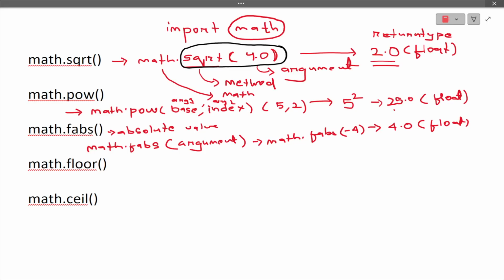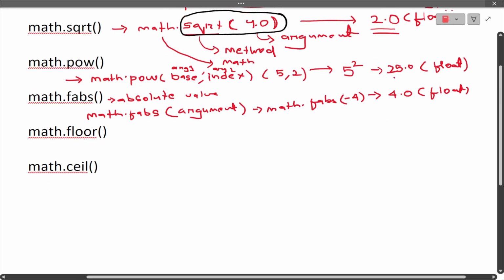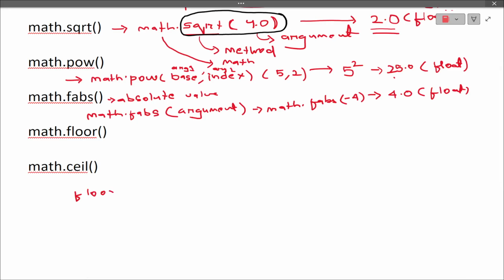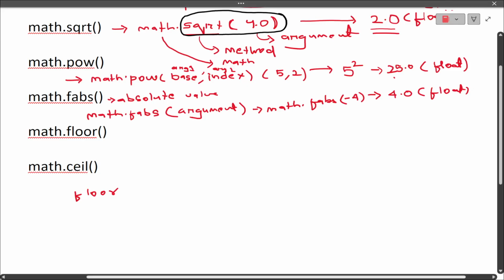Now talking about math.floor and math.ceil, it's a very interesting one actually. Let me explain here. Do your homes contain flooring? Yes, your house must have flooring. So what happens whenever we give any argument to math.floor? I have a trick for you. It will give you the closest smaller whole number as compared to the given argument.